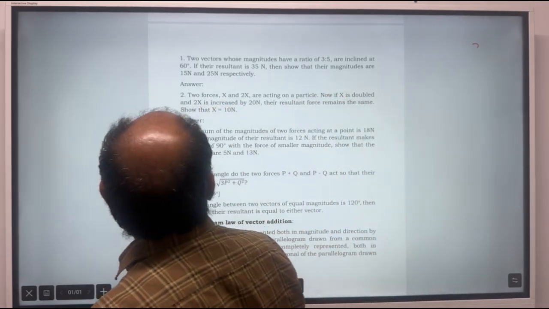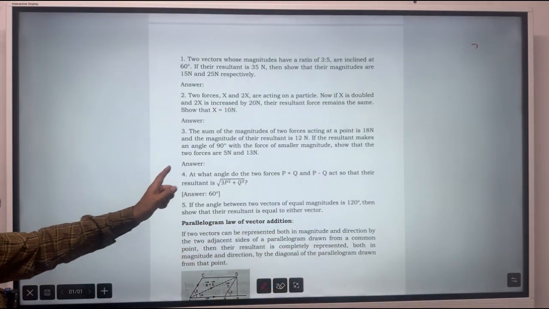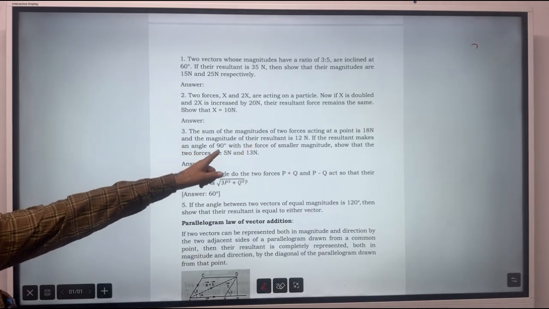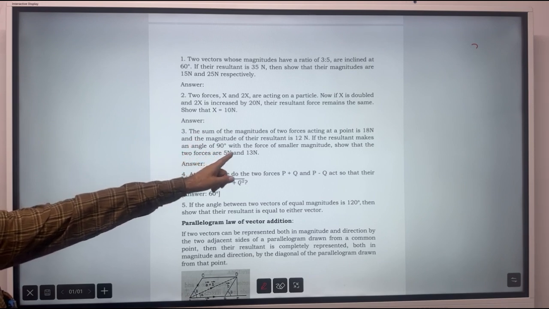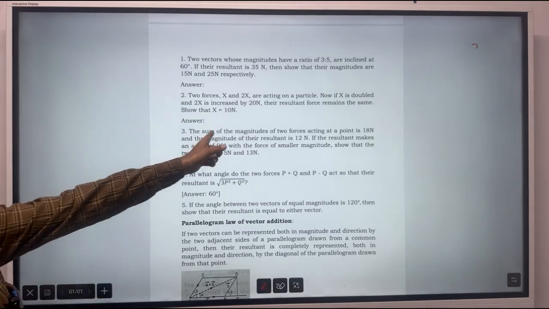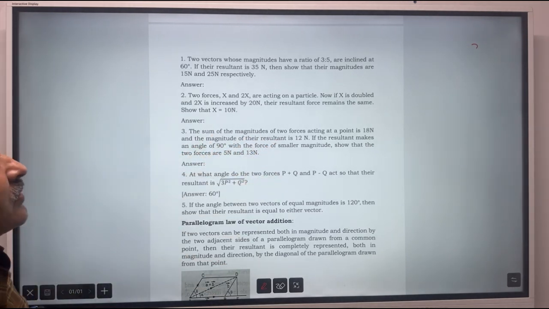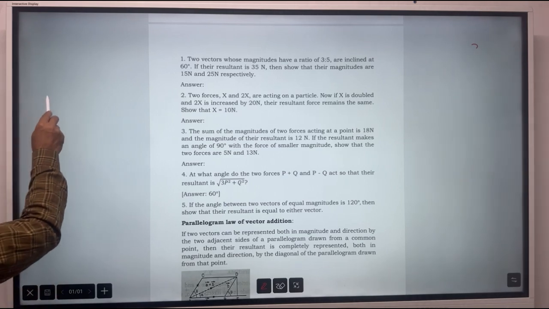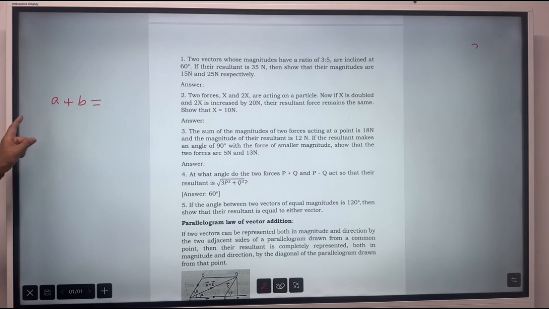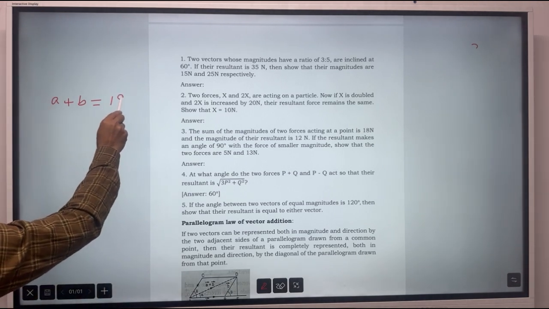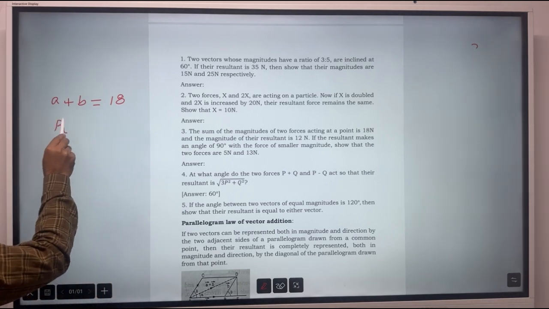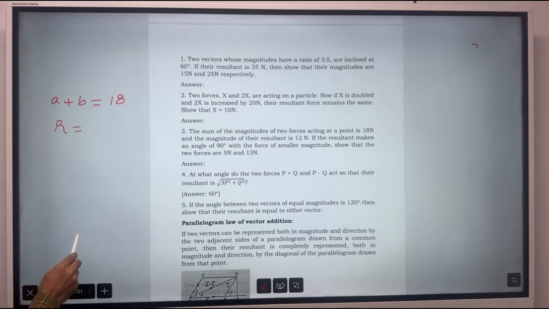Next question is, the sum of the magnitudes of two forces acting at a point is 18 Newton and the magnitude of their resultant is 12 Newton. Suppose the two forces are, say, A and B. So the sum of their magnitudes is given as 18 and the magnitude of their resultant, say it is R, is given as 12.